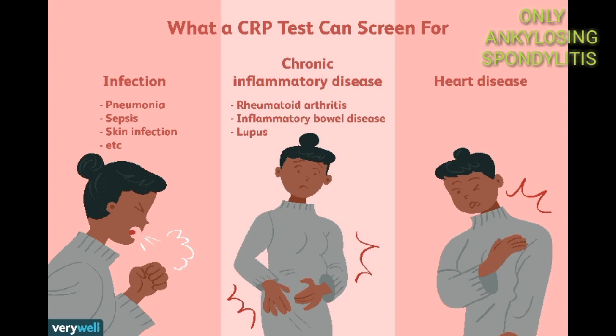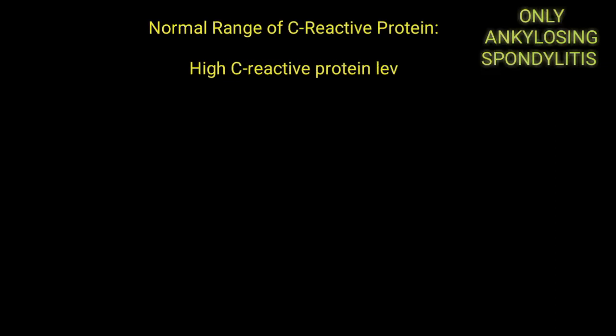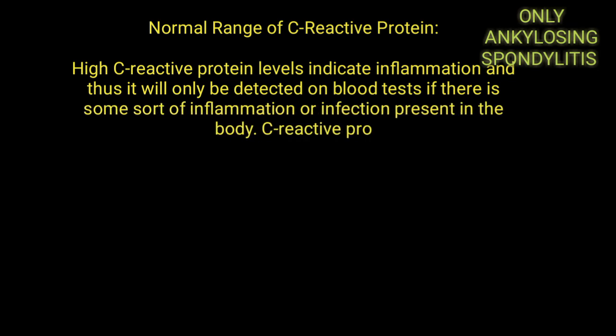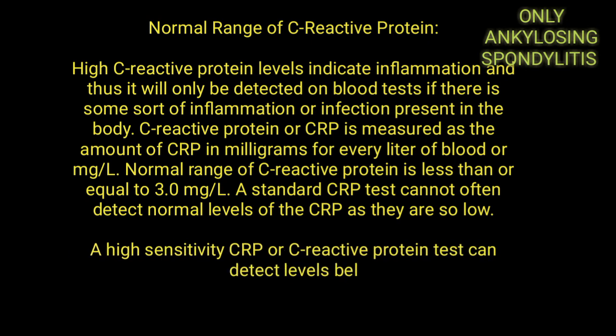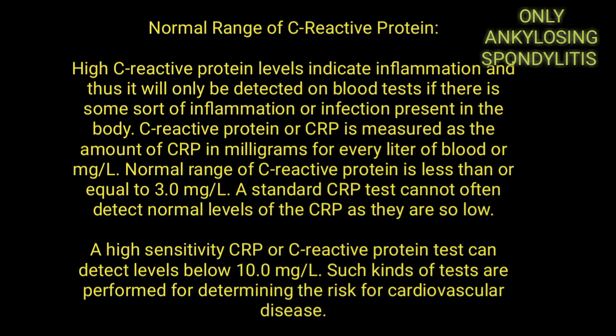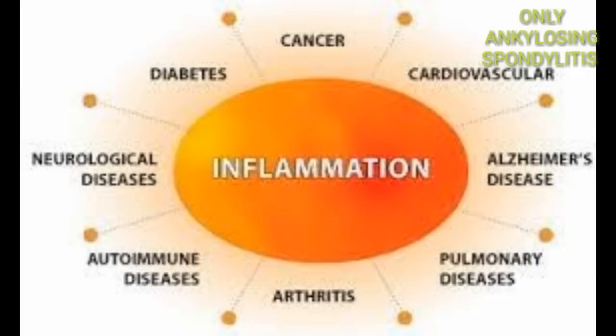C-reactive protein or CRP is measured as the amount of CRP in milligrams for every liter of blood, or milligram per liter. Normal range of C-reactive protein is less than or equal to 3.0 milligrams per liter. A standard CRP test often cannot detect normal levels of the CRP as they are so low. A high-sensitivity CRP test can detect levels below 10.0 milligrams per liter. Such tests are performed for determining the risk for cardiovascular disease.